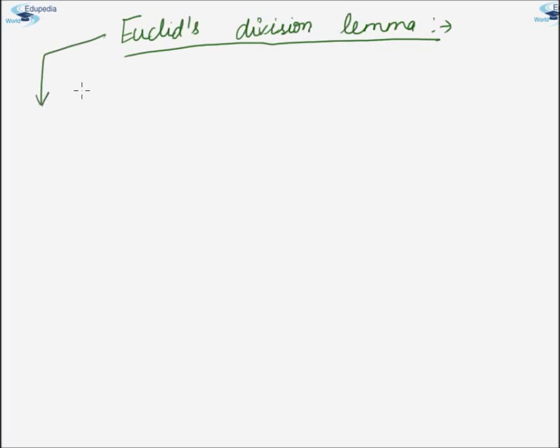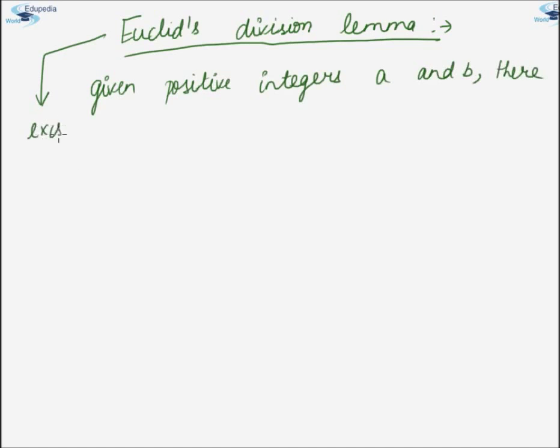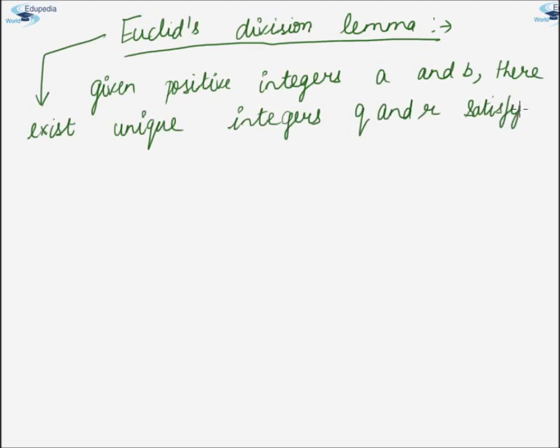Euclid's division lemma states that given positive integers a and b, there exist unique integers q and r satisfying a equals bq plus r, with the limitations on r as r should be greater than 0 and it should be less than b. R can be 0 in some cases also.